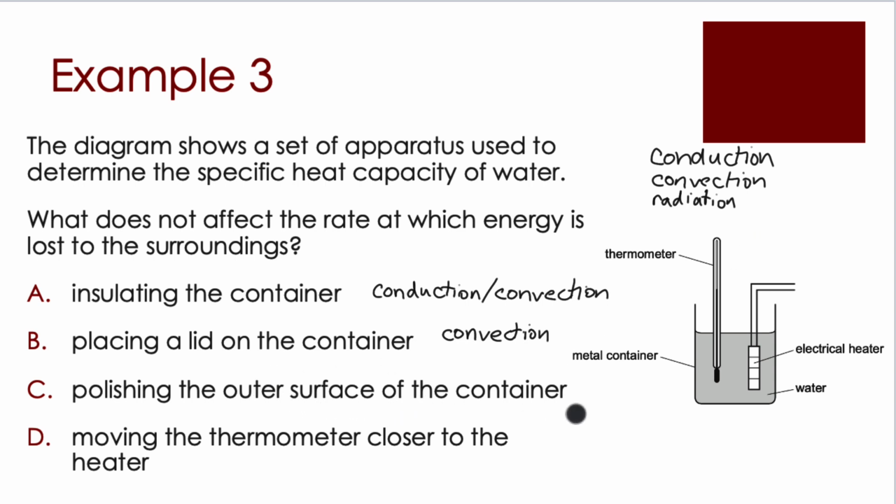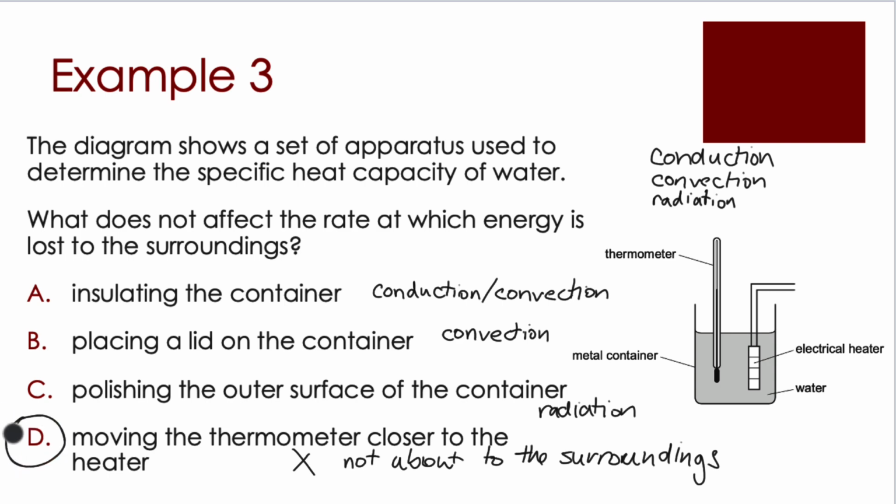Polishing the outside surface of the container. Well, that's about radiation. If it's more likely to reflect, then it's also more likely to emit infrared radiation. The two are related. So this would actually have an effect. And moving the thermometer closer to the heater, that's the one that has no effect on how energy is lost to the surroundings. That means our answer is D.